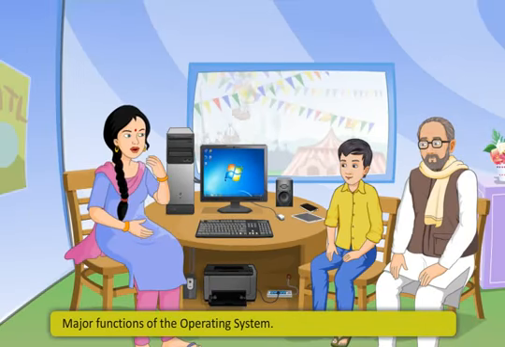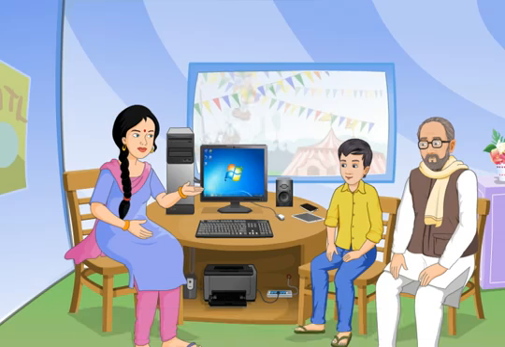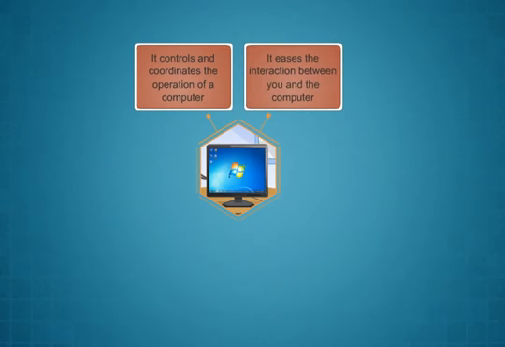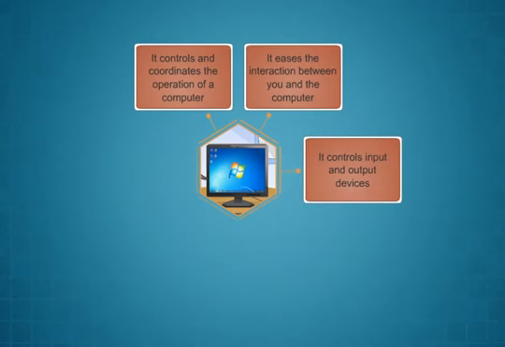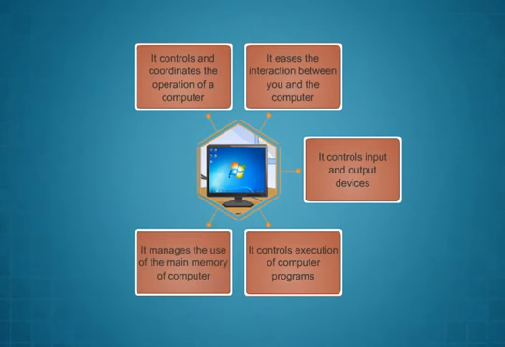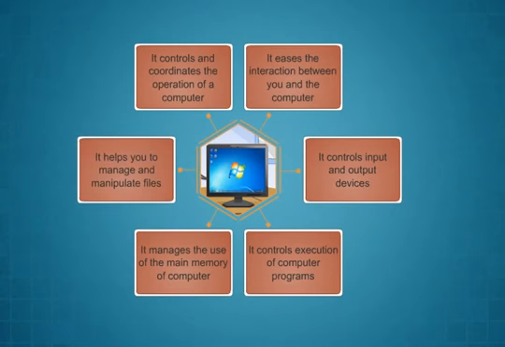The major functions of the operating system are: it controls and coordinates the operation of a computer. It eases the interaction between you and the computer. It controls input and output devices. It controls execution of computer programs. It manages the use of the main memory of computer. It helps you to manage and manipulate files.